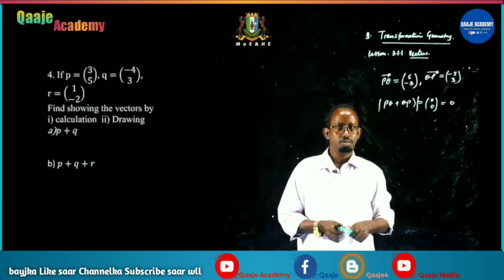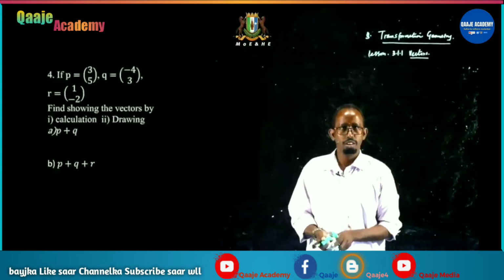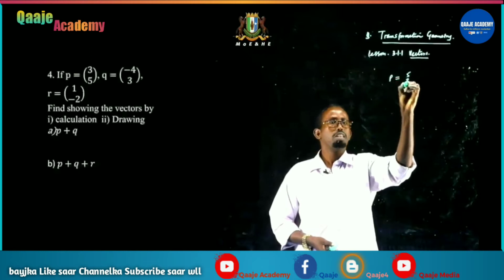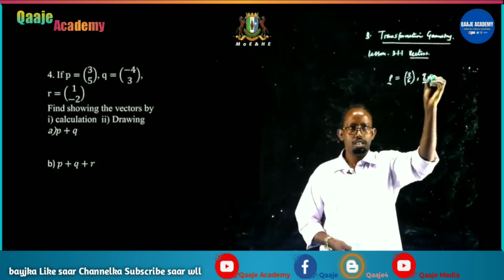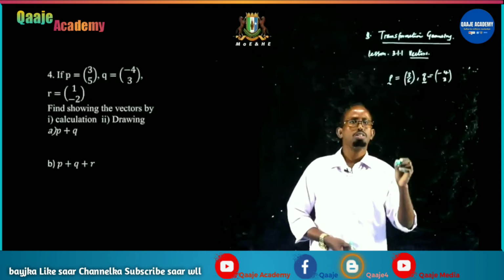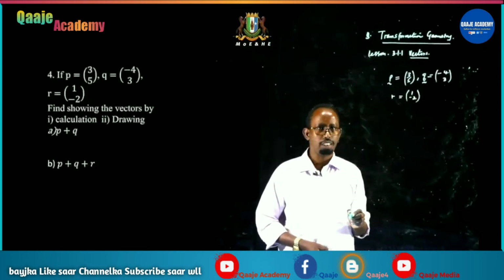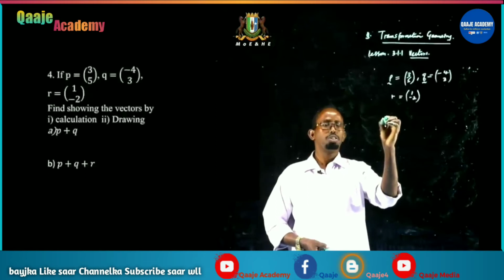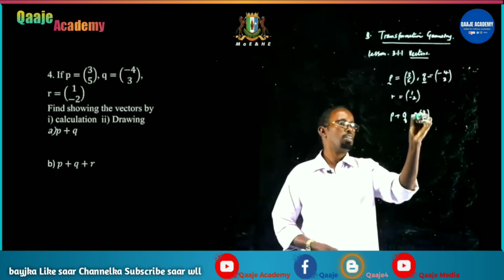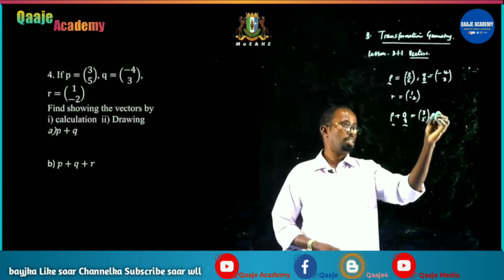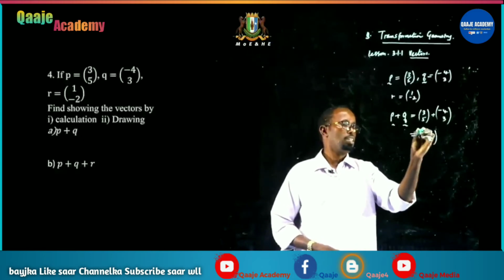If P is equal to (3, 5), and Q is equal to (-4, 3), and R is equal to (1, -2), you're told to find, showing the vectors by calculation, A, P plus Q. P will be equal to (3, 5) plus Q, which is (-4, 3), you get (-1, 8). That is P plus Q.